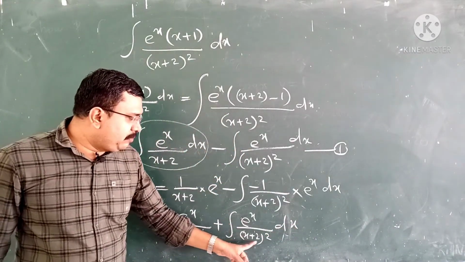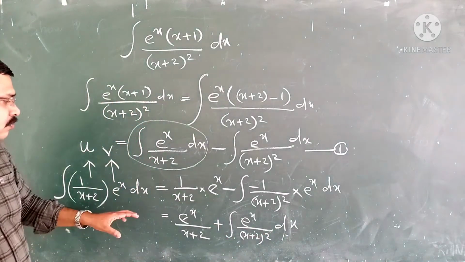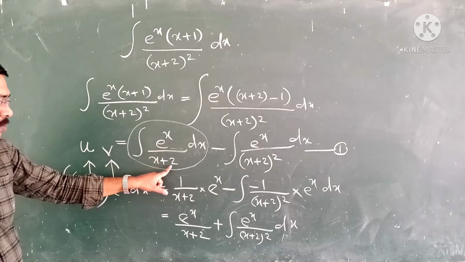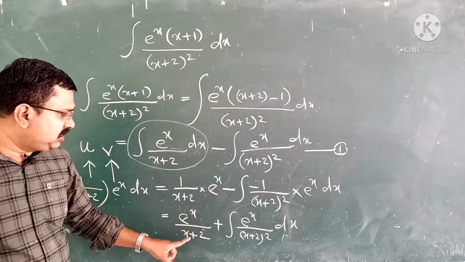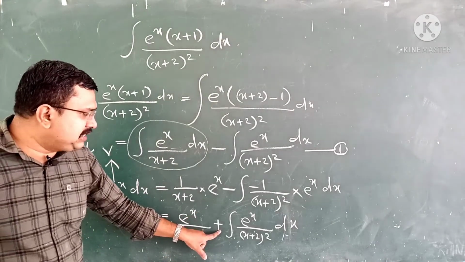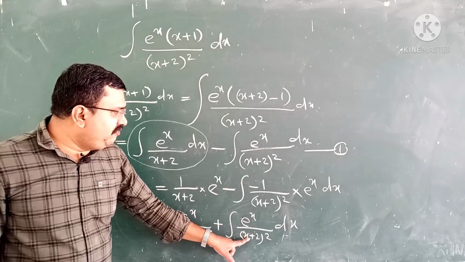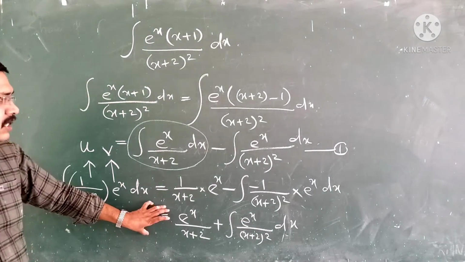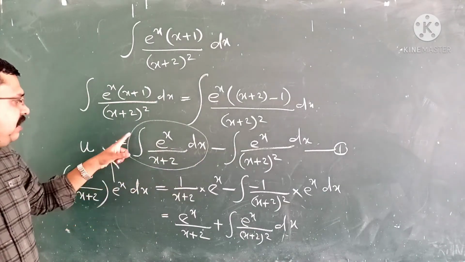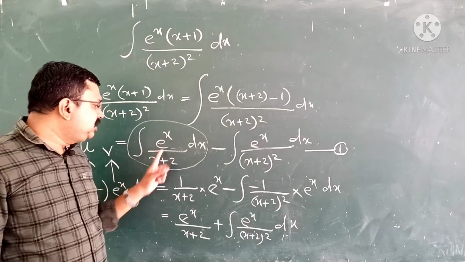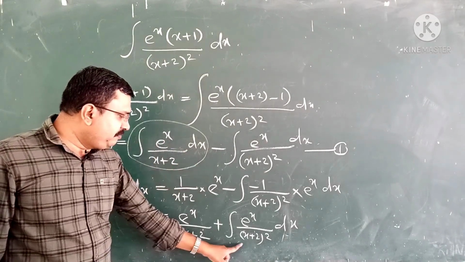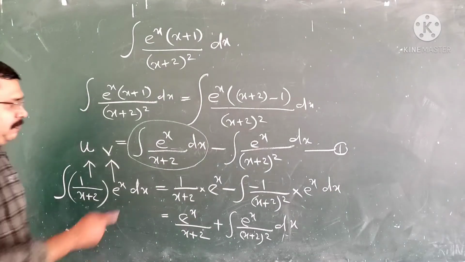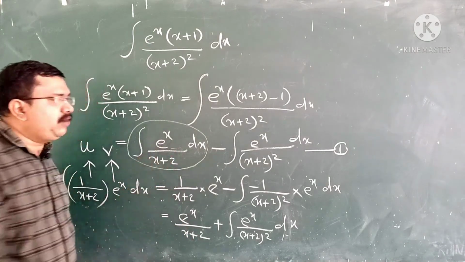So the value of integral e raised to x by (x plus 2) dx is e raised to x divided by (x plus 2) plus integral e raised to x divided by (x plus 2) square dx. We are applying this result to equation number 1. That means we are replacing integral e raised to x by (x plus 2) dx with these two terms.